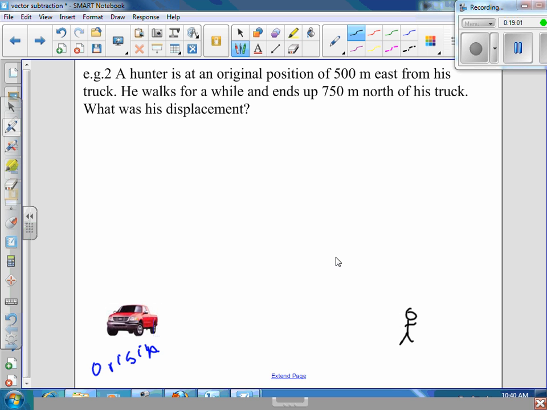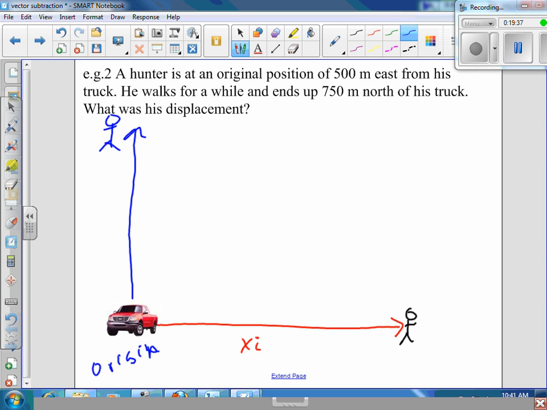Now, I just drew an arrow and then I erased it. But I'm going to draw it again. Does that mean that he walked from his truck to there? No. This is simply a vector showing his position relative to his truck. Then he walks for a while and he ends up 750 meters north of his truck, which of course is way up here. Did he walk from his truck to there? No. In fact, where's the one place that we do know that he walked? We know he walked from there to there, don't we?